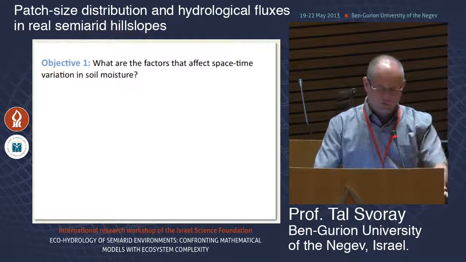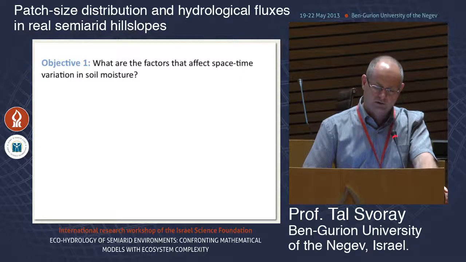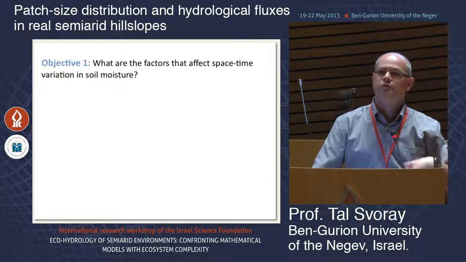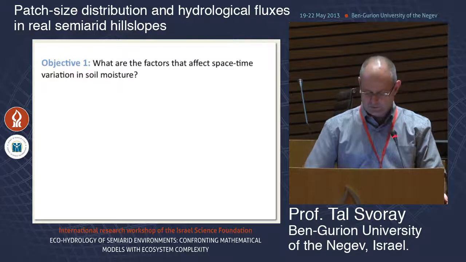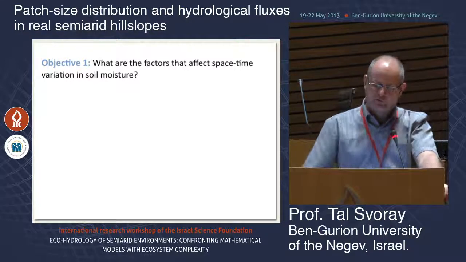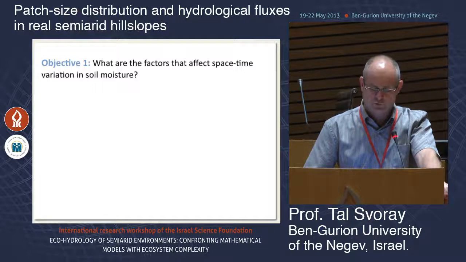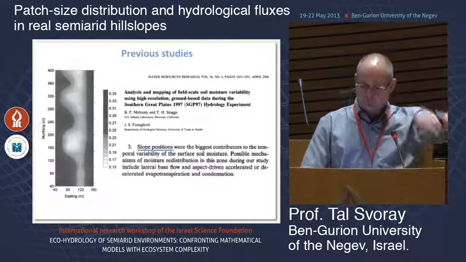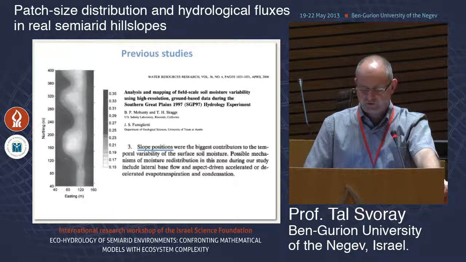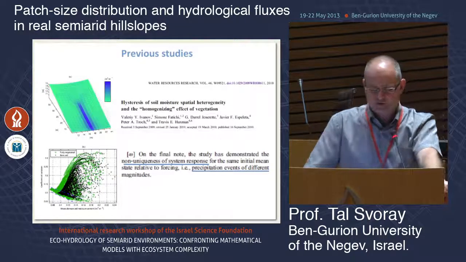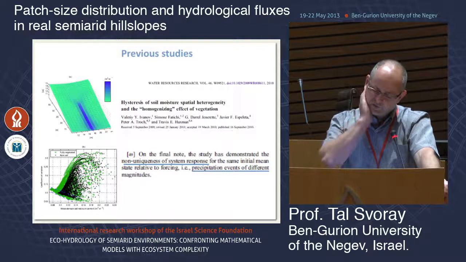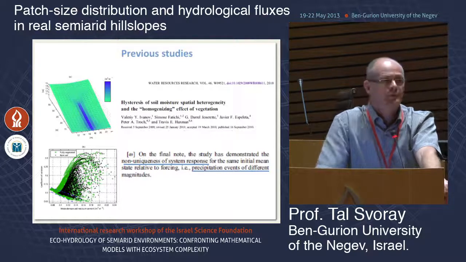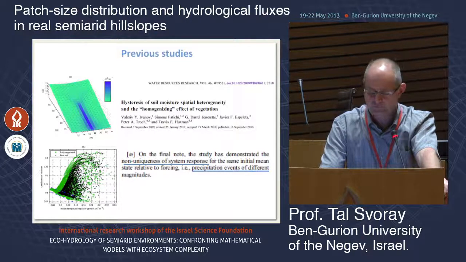So when we have those simulations, we can go to the research questions and try to study the variation of the soil moisture and try to relate it to the shrub patterns. So the first question was, what are the factors that affect this space-time variation in soil moisture that we just saw? Previous studies have shown that slope position, namely topography, affects spatial variation in soil moisture, and that there is a non-unique response of cells to different precipitation events, events of different magnitudes.